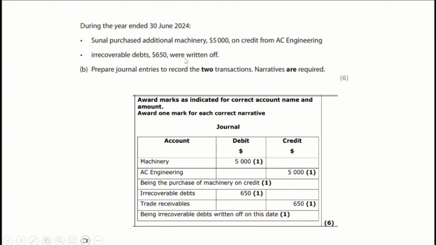Irrecoverable debt 650 were written off. The double entry should be irrecoverable debt debit 650, trade receivables credit 650, being irrecoverable debts written off on this date. 6 marks were awarded for this question. Remember, if narratives are being asked to be given, please do mention the narratives.